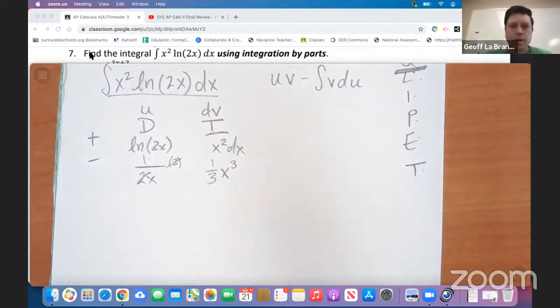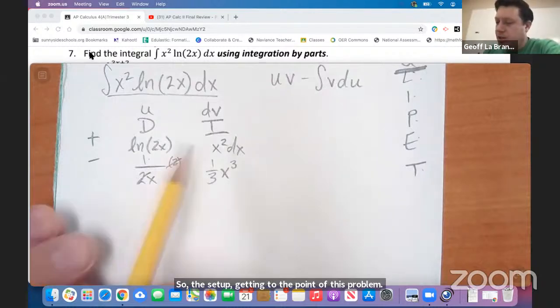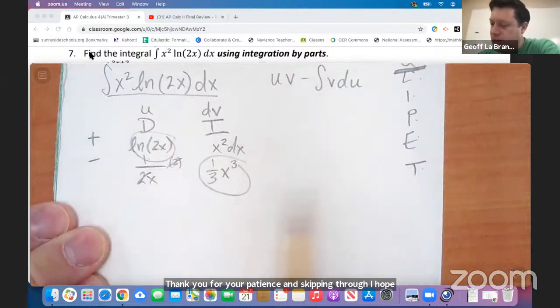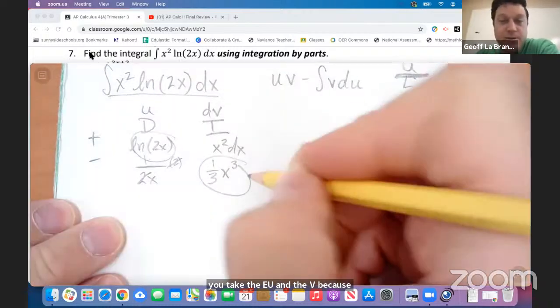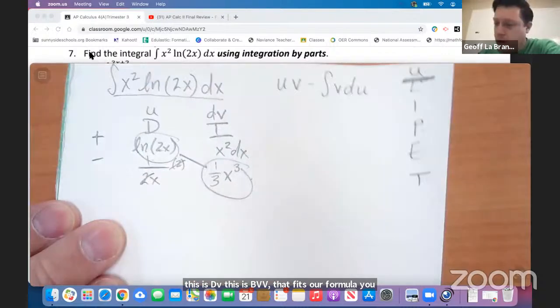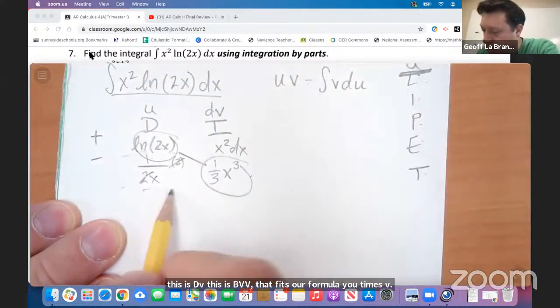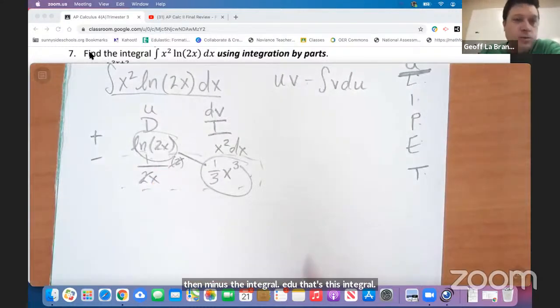Okay, maybe we're back. So the setup, getting to the point of this problem. Thank you for your patience and skipping through, I hope. You take the U and the V, because that's what's set up. This is dV, this is the V that fits our formula. U times V, then minus the integral V du, that's this integral. Well, we'll set it up that way, and then we'll see how much we have to continue using.